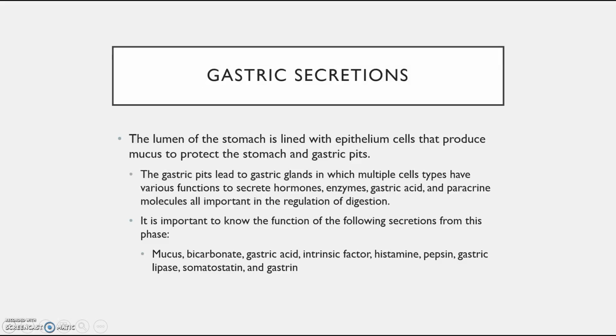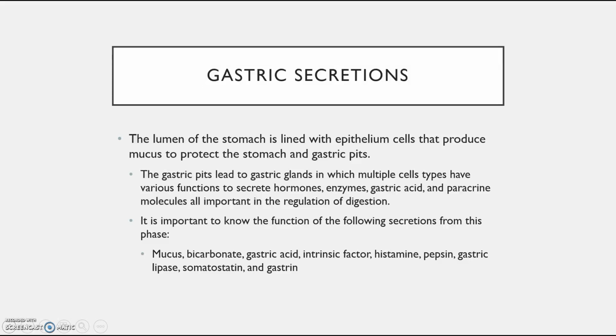Histamine is a really important secretion that stimulates the gastric acid secretion. So this is one of the paracrine molecules that leads to further gastric acid production. And pepsin and gastric lipase are both secreted by the chief cells. These are enzymes. Pepsin works to break down proteins, and the lipase works to break down triglycerides.